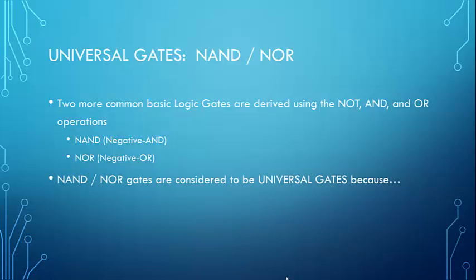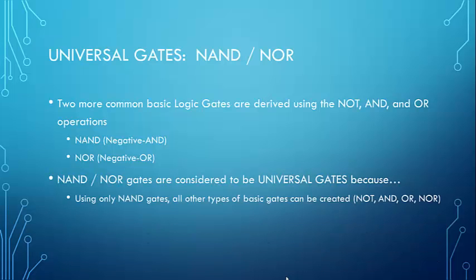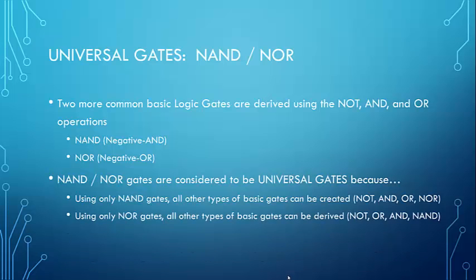And these NAND and NOR gates are considered to be universal gates because using only NAND gates, we can create NOT gates, AND gates, OR gates, or NOR, whatever we want. And similarly, using only NOR gates, we can create all the other basic types. We'll explore that a little bit here, but in later classes we'll discuss that at more length. But for now, just understand that universal gates are the NAND and the NOR gates, and that's because they can be used to create any other type of gate.